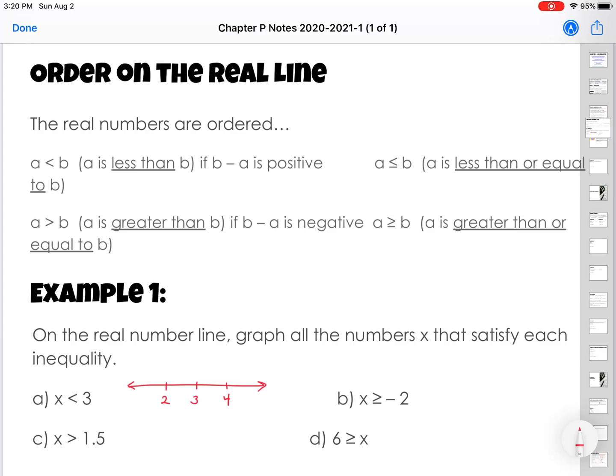So less than means we are not including 3, so we will use an open circle, but to the numbers that are smaller than 3. 2 is smaller, so we'll shade in that direction. Kind of hard to shade on this.